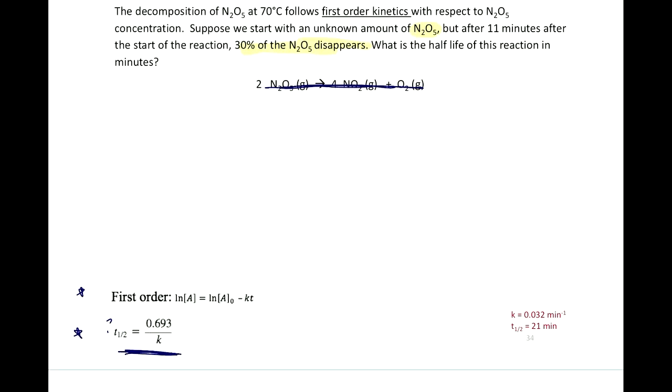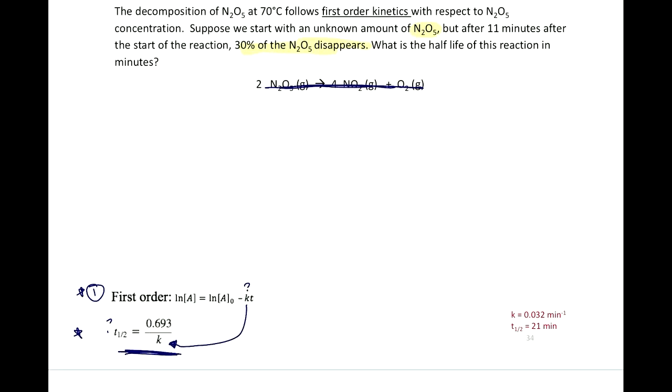So what a lot of students try to do is just shove that time into this half-life equation, but we actually don't want to do that. We need to do this question in 2 steps. The first thing we need to do is use the integrated rate law to calculate K with the given information. Once we get K, then we can insert it into our half-life equation. All right, so let's do that.